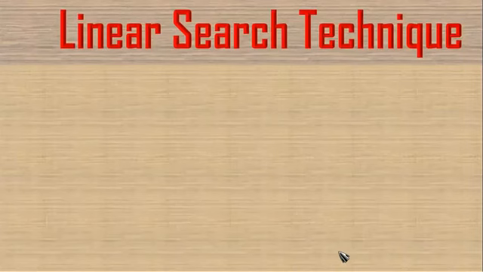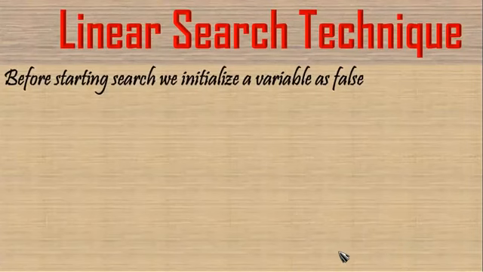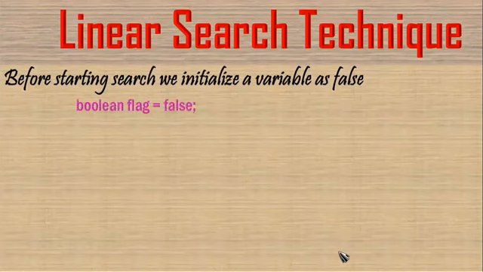Let us learn the linear search technique. Before starting the search, we will initialize a variable as false, that is a Boolean type variable. So, Boolean flag, I have given the variable name here and then I initialized it as false. Flag is the common variable name which we use in the search technique.